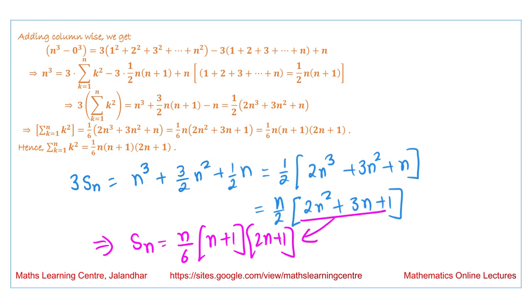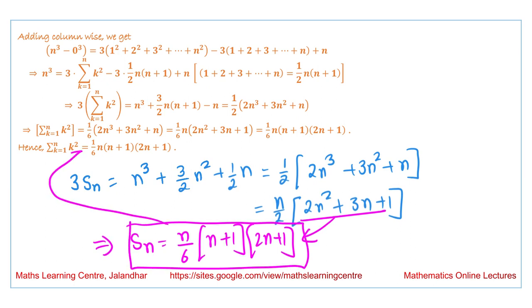These are the factors of this term. So this is the sum of the n terms. So this is the formula for the sum of the series 1 square plus 2 square and so on up to n square.